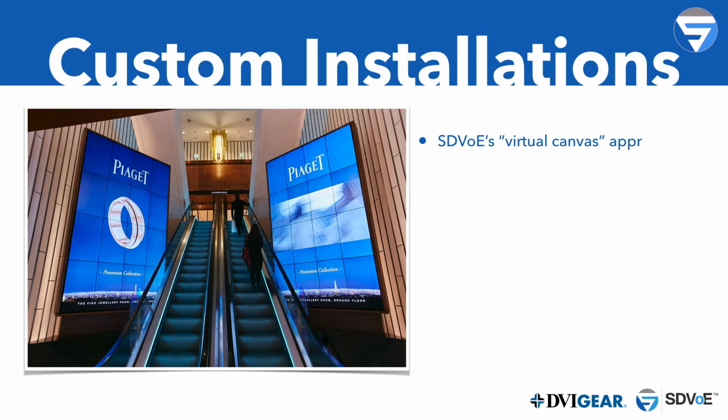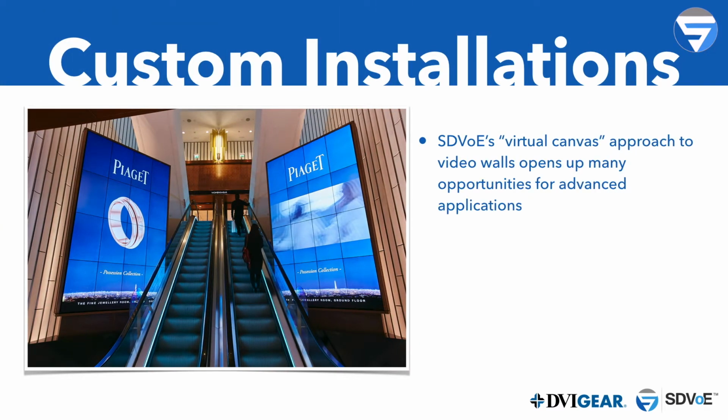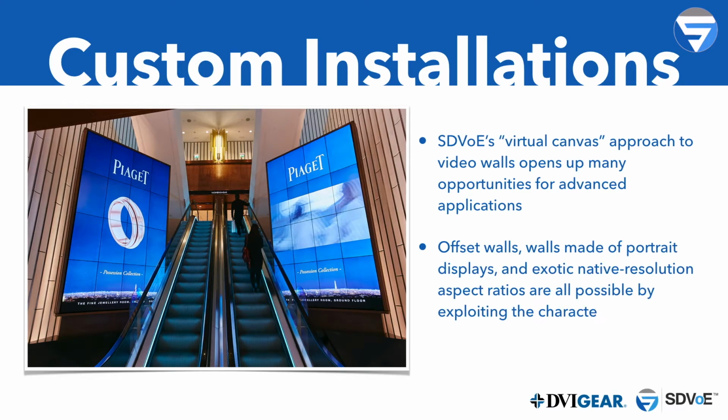Now, what you can do if you embrace the SDVoE API directly are custom installations. The virtual canvas approach to video walls opens up many opportunities for advanced applications. You can do offset walls, walls made of portrait displays, and exotic native resolution aspect ratios, so you can have perfectly synced displays off of one video output across a unique shape at native resolution by using the characteristics of these virtual displays and by using the SDVoE API to achieve that. So we're going to go into a little bit of detail of how you can achieve these 3 things.